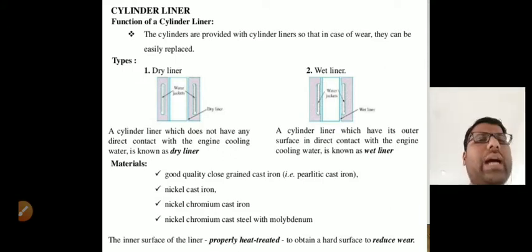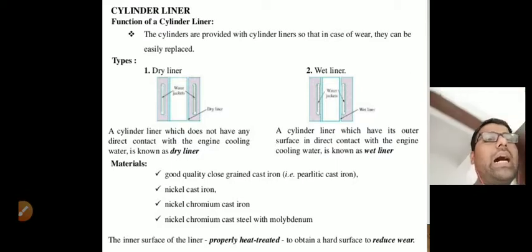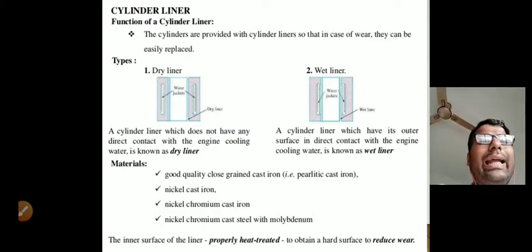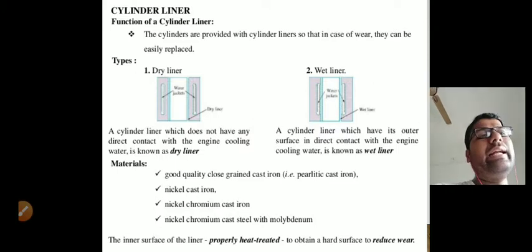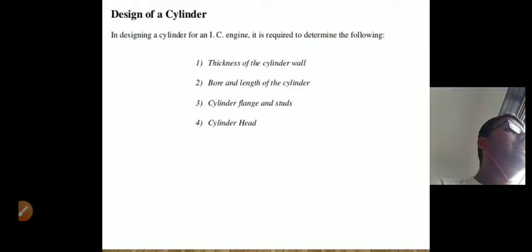The inner surface of the liner is properly heat treated to obtain a hard surface to reduce wear, right? This is the main function, to reduce the wear. We have to heat treat the material for what? For the cylinder liner.